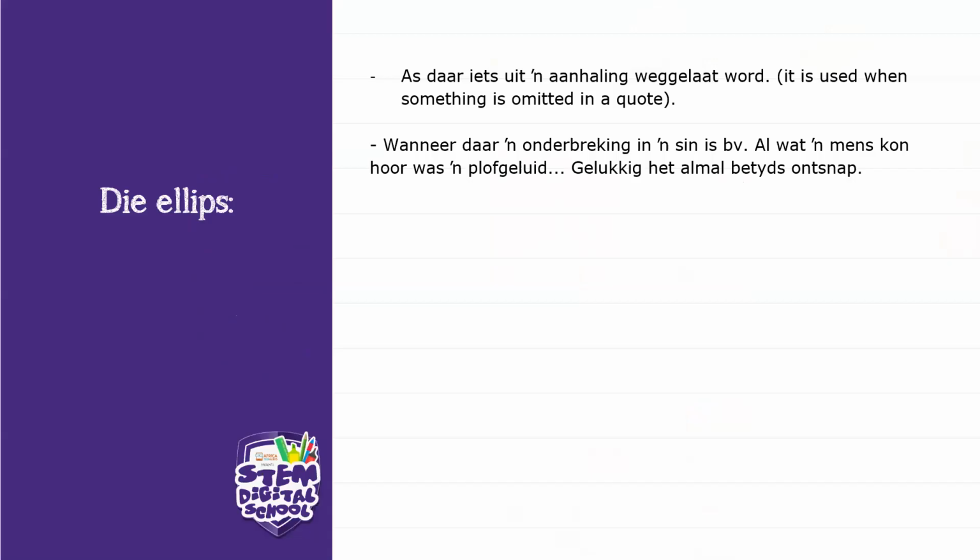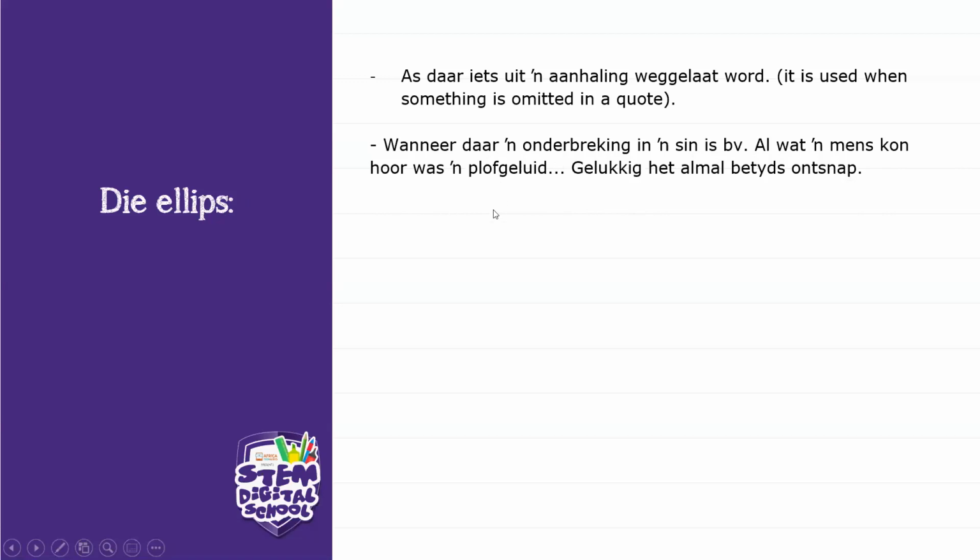Now, there's two main ways that we use it in Afrikaans. The first one is as daar iets uit 'n aanhaling weggelaat word. So it says there, it is used when something is omitted in a quote. So you write the quote down, but you're taking some of the stuff out, then you can use an ellipse. And also, wanneer daar 'n onderbreking in 'n sin is, byvoorbeeld, al wat 'n mens kon hoor was 'n plofgeluid. The only thing we could hear was an explosion. Gelukkig het almal betyds ontsnap. Look here, then we use the ellipse.